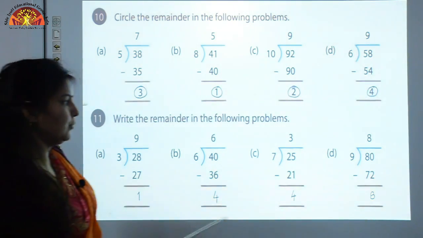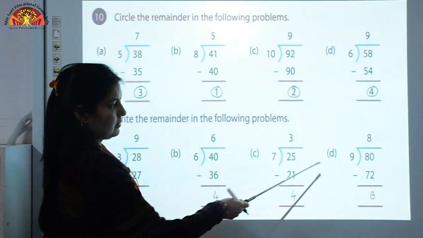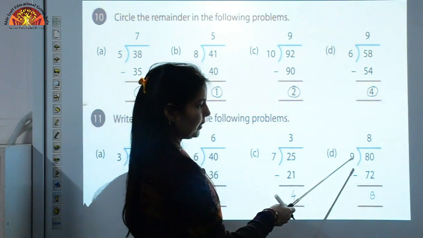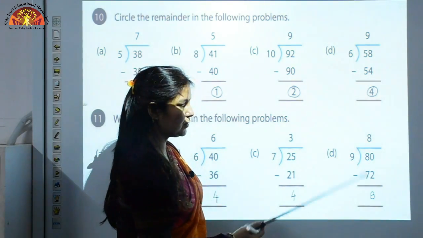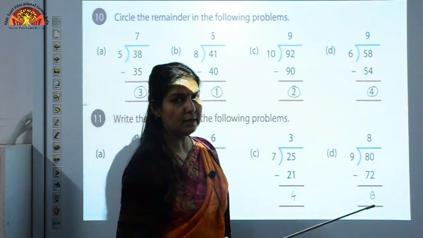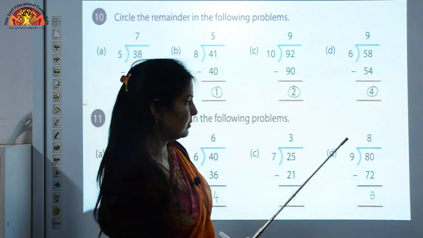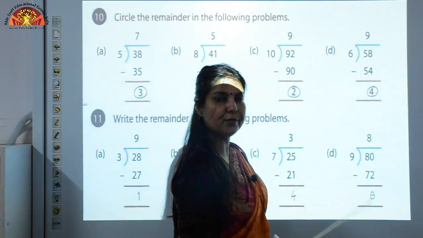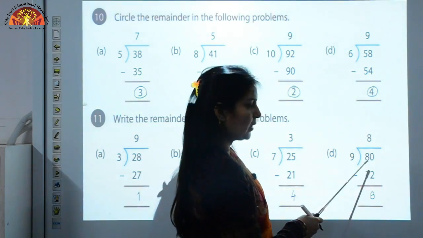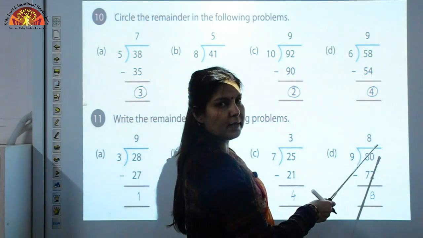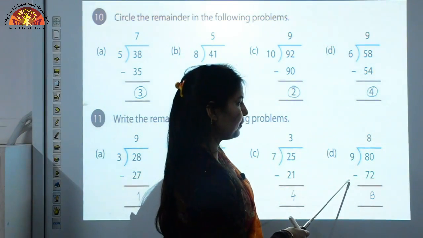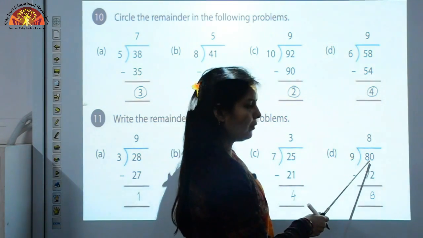Now let us see one more. This is D part of this. Here we are dividing 80 by 9. So we have to speak the table of 9 and we will not get 80. So we will stop just before 80, at the smaller number. It is 72. It will come 8 times. These are all written here in the sum. Now you will subtract 72 from 80.